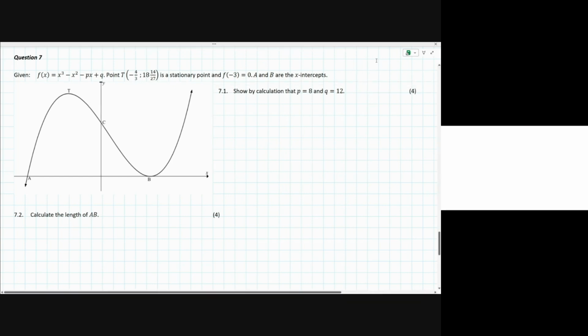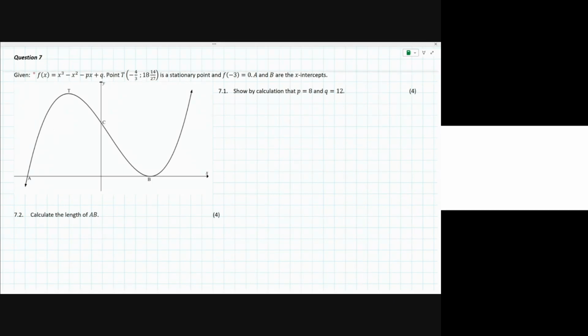Okay, cool. So it says, given f of x is equal to x cubed minus x squared minus px plus q, point T at negative 4/3, 18, and 14/27 is a stationary point, and f of negative 3 equals 0. A and B are x-intercepts. So I'm not even going to get into the actual questions yet. I just want us to understand a few things before we jump into it.